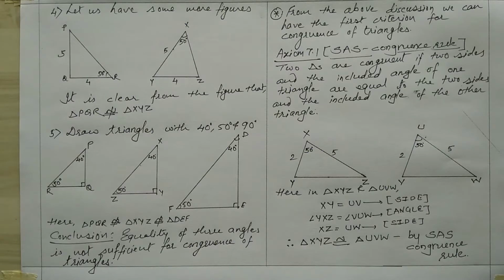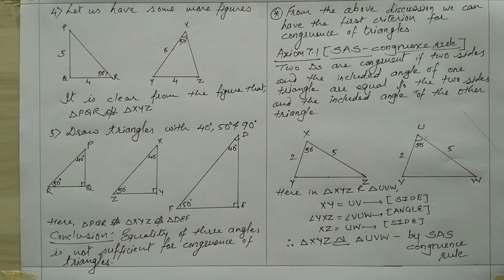Now let us have some more figures and let us have discussion on that. See here, triangle PQR and triangle XYZ. Here PQ is 5, XY is 5. So you can say these are the corresponding sides and their length is 5 units. Then QR is 4 and YZ is 4 and angle R is 50 and X is 50. But here from the figure itself it is clear that triangle PQR is not congruent to triangle XYZ. Okay, from the figure itself you can make out.